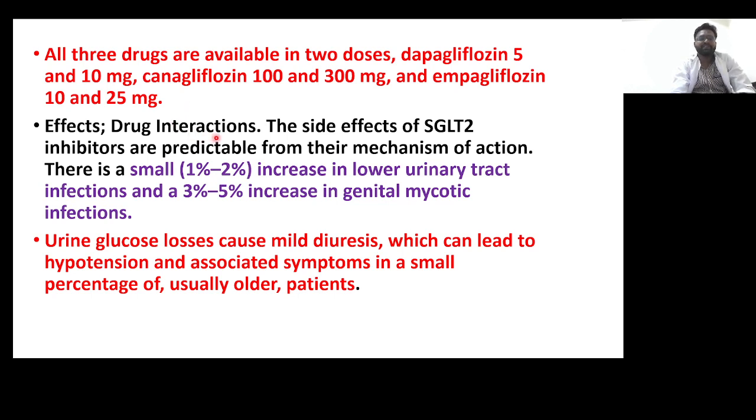So what are the adverse effects and drug interactions of SGLT2 inhibitors? The side effects of SGLT2 inhibitors are predictable from their mechanism of action. There is a small 1 to 2% increase in lower urinary tract infections, and a 3 to 5% increase in genital mycotic infections is also possible. Urinary glucose loss causes mild diuresis. This diuresis can lead to hypotension and associated symptoms in a small percentage of usually older patients.